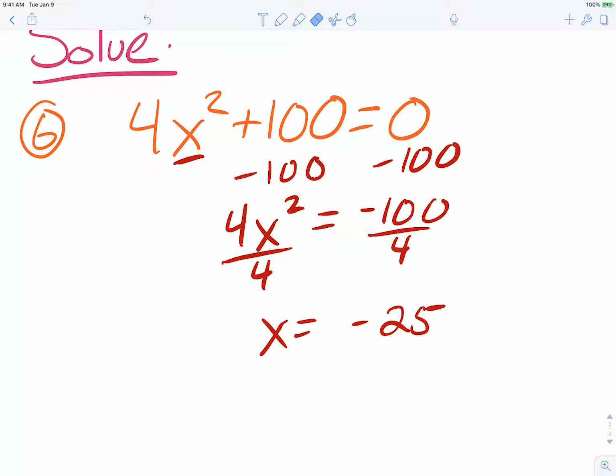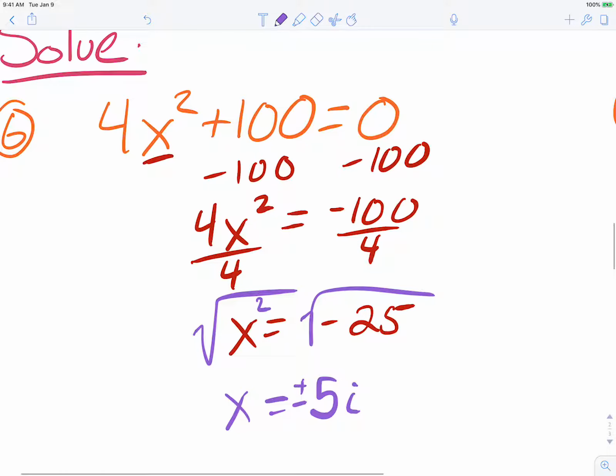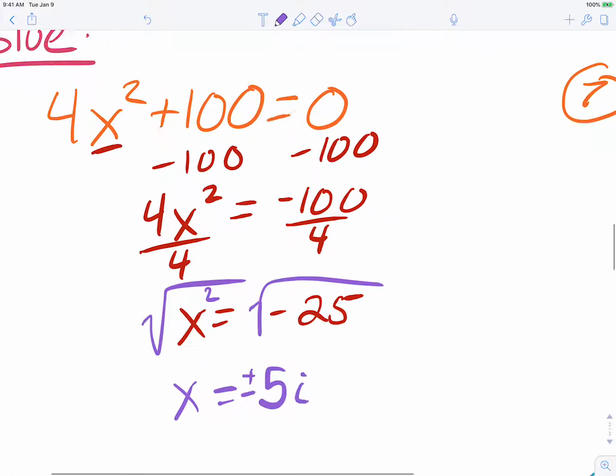I have two equal signs. If I then square root both sides, I have the square root of negative 25. Well, I know the square root of 25 is 5, and the square root of negative 1 is i, so 5i. It is also plus or minus, because you can have the positive or negative answer for that one. So when we're solving for x, you can have the positive or negative answer.